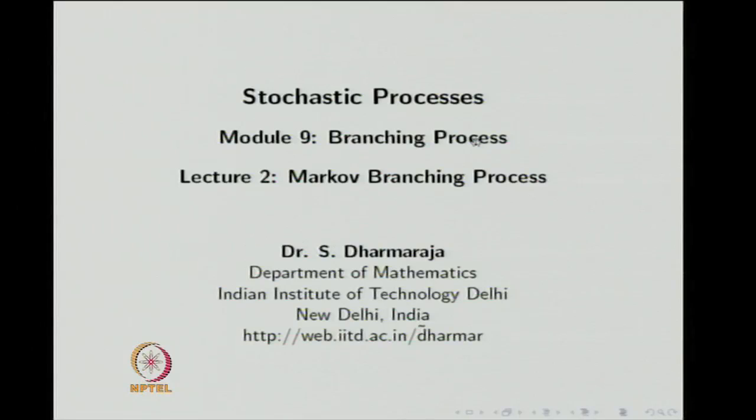This is Stochastic Processes, Module 9, Branching Processes. In lecture 1, we discussed the definition and examples of branching processes. An important discrete type branching process, the Galton-Watson process, is discussed in detail. We found the mean and variance of the Galton-Watson process. Then we find the probability of extinction for the Galton-Watson branching process.